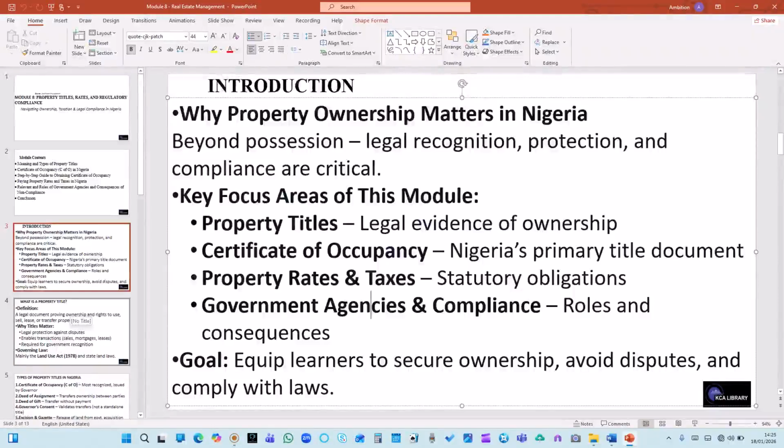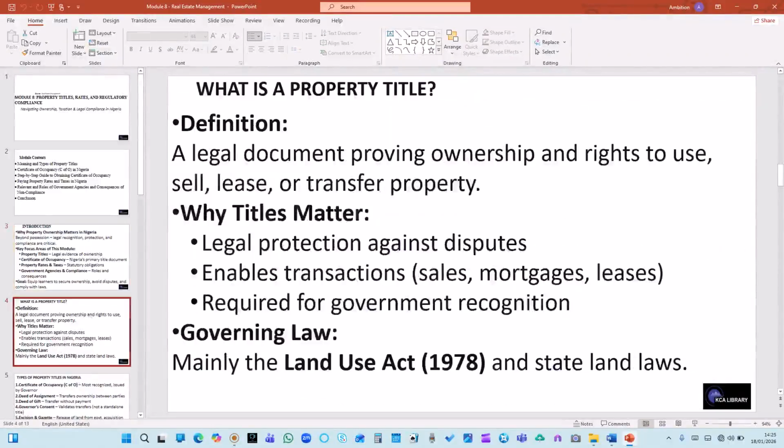Having known that, let us move further. What is property title? Definition. A property title is a legal document proving ownership and right of use, sales, lease, or transfer of property. In other words, it is a document that proves the legitimate ownership of a property, the right to use, sell, lease, or transfer the property from one person to another.